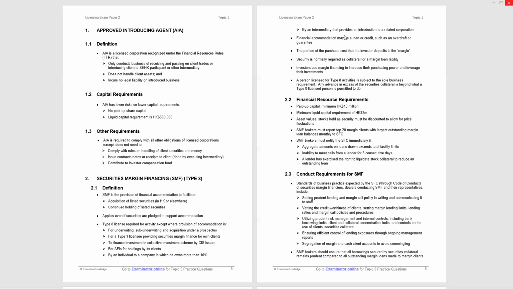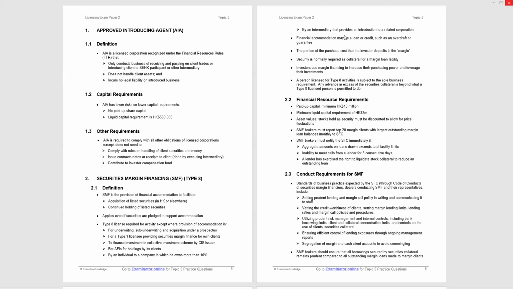It's a bit wordy. It tells us that securities margin financing is the provision of financial accommodation to facilitate... What on earth does that mean? It means to lend. So a financier lends for the acquisition of listed securities anywhere in the world and the continued holding of listed securities. So, put simply, securities margin financing is lending investors money to enable them to buy and hold listed securities. And often the practice is that the investor will provide those securities as collateral for the lending.